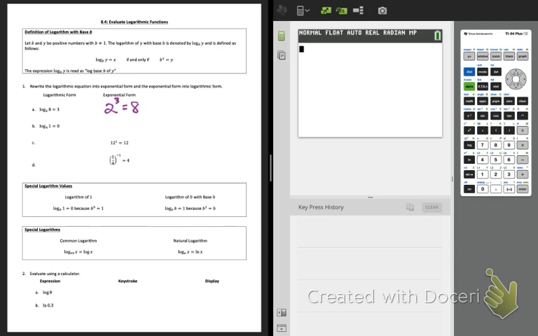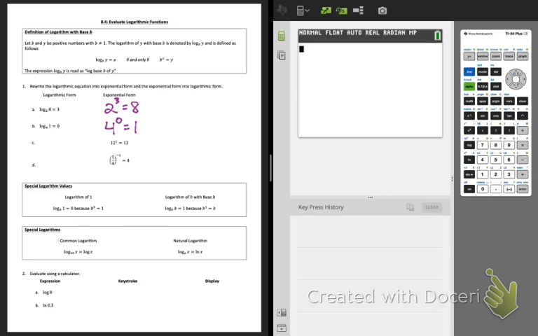Same thing here in B. I've got log base 4 of 1 equals 0. The base of the logarithmic function is 4, so that's going to be the base of my exponential function. The log function is equal to 0. It's always equal to the exponent, so that means the exponent is 0. And then it has to be equal to the final value remaining, which is the 1.